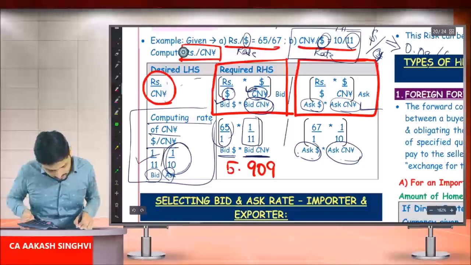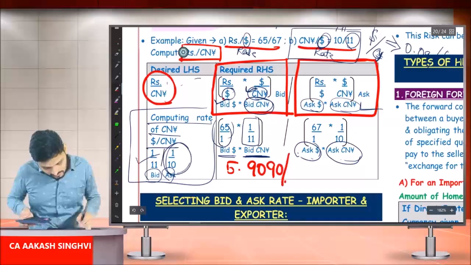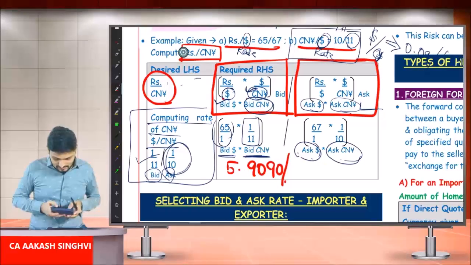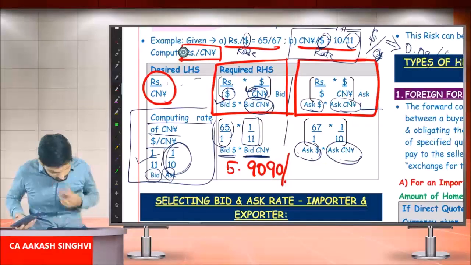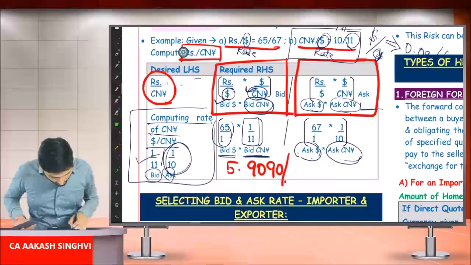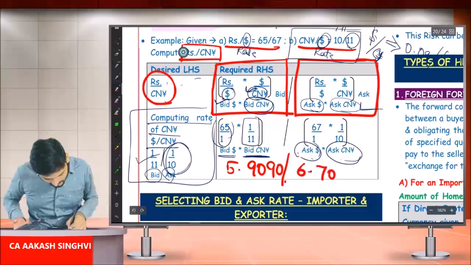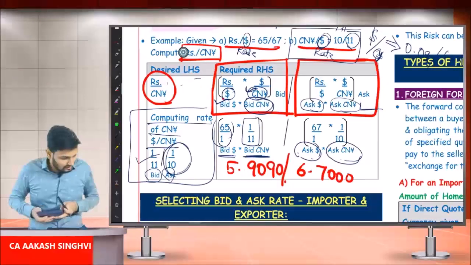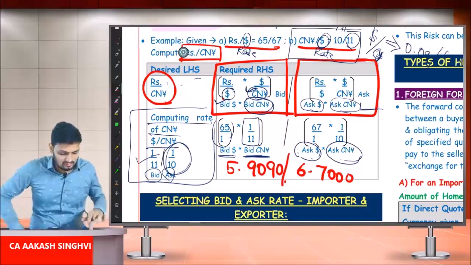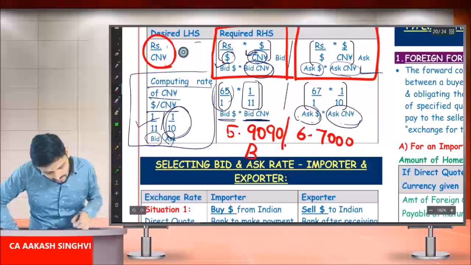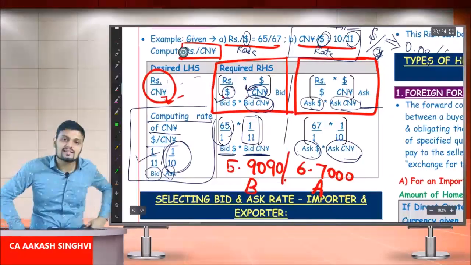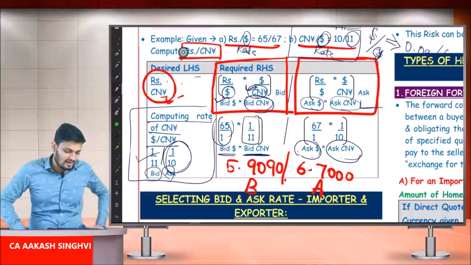The answer is 5.9090, and 67 divided by 10 is 6.7000. 65 divided by 11, yes, 5.9090 and 6.7000. So this is the bid rate and this is the ask rate. Bid rate of Chinese yen and ask rate of Chinese yen.